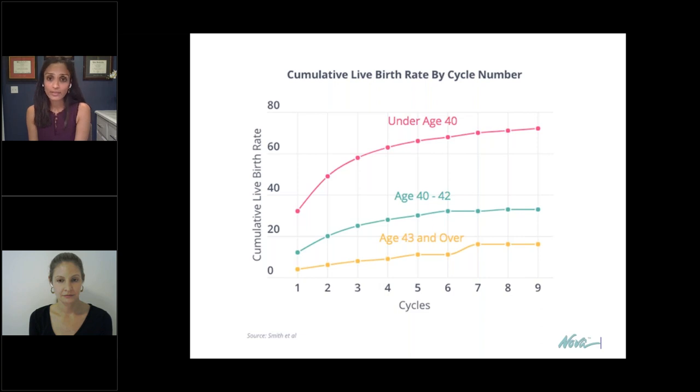So the top of the curve shows women under 40 in pink. And as you can see that there's really a net gain in the cumulative live birth rate for the first few cycles, but you do start to see a plateau around cycle 6 or 7.